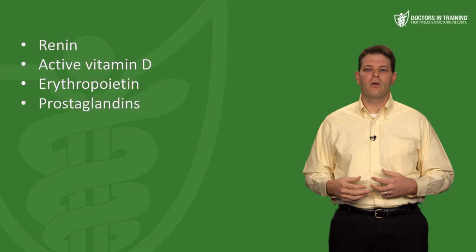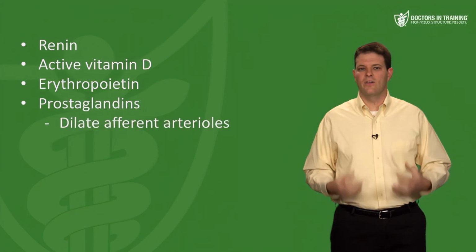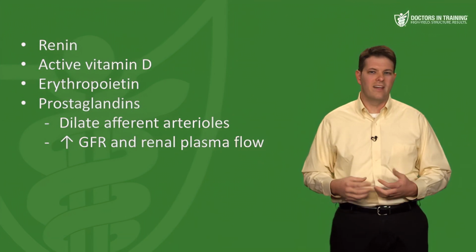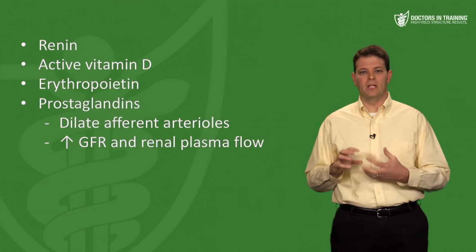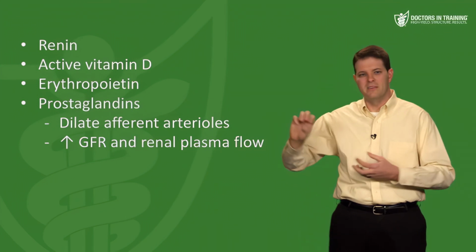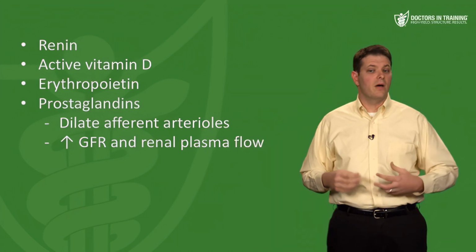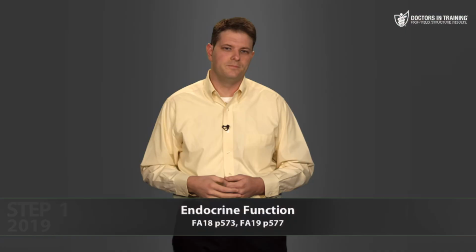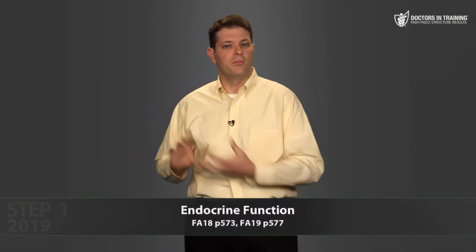And then the kidneys also make prostaglandins, which dilate those afferent arterioles and increase GFR and increase renal plasma flow. This is actually a paracrine function because it's happening locally rather than sending this hormone off to some distant site in the body. And we talked about how NSAIDs can reduce prostaglandin production and therefore reduce GFR. Now, those are the hormones that are produced by the kidney.